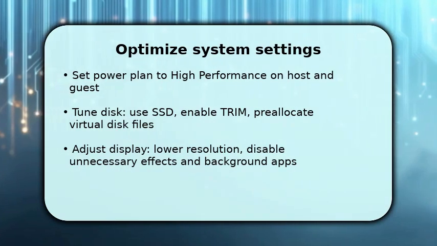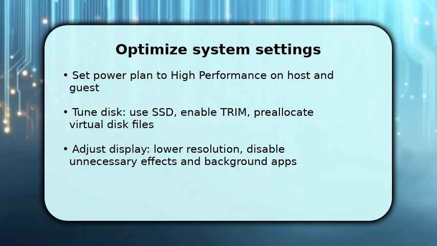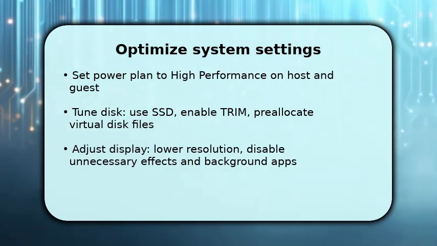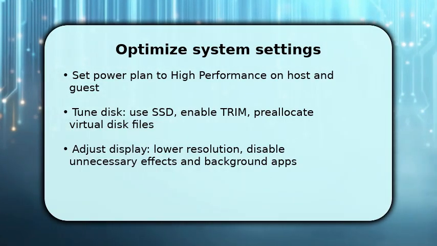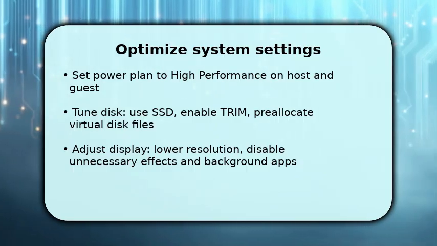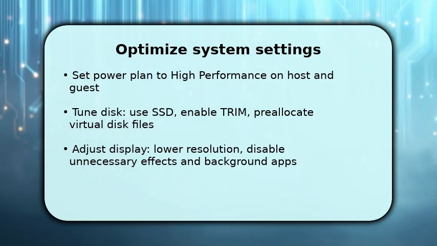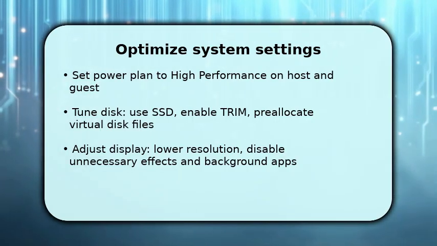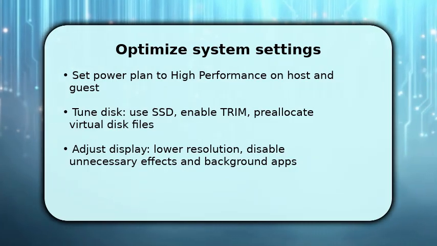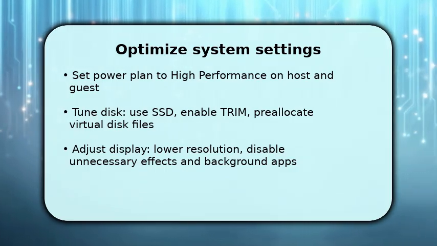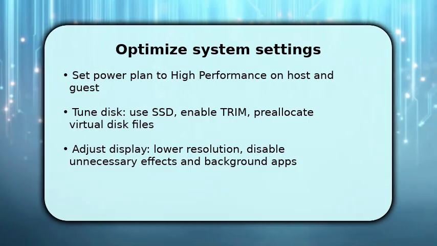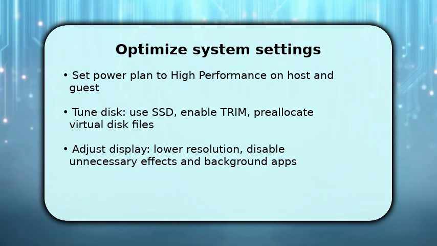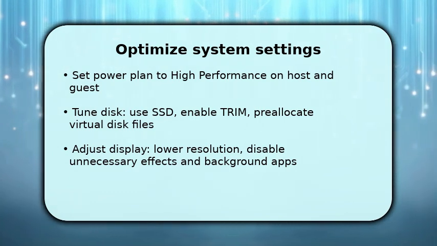Next, optimize both host and guest settings to reduce latency and I/O waits. On both systems, set the power plan to high performance so clocks stay high. This prevents sudden slowdowns. If possible, use an SSD and pre-allocate the VM disk image and enable trim to avoid fragmentation. Tune the guest desktop by lowering screen resolution, turning off visual effects, and disabling background apps or services you don't need, which frees CPU and GPU cycles for active tasks.